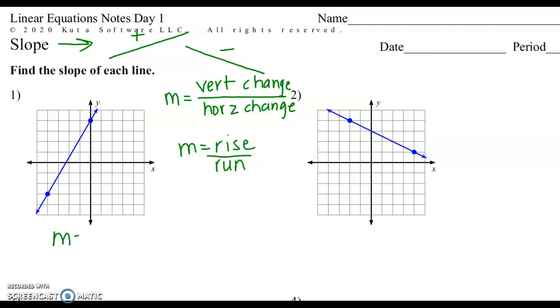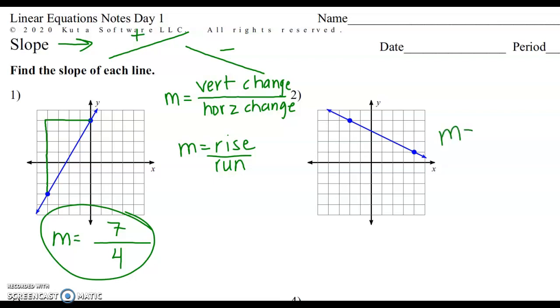To figure out the slope on this first line, we can see that we rise 1, 2, 3, 4, 5, 6, 7. And then we run to the right, 1, 2, 3, 4. So 7 over 4 I can't reduce. The slope of that line is 7 over 4.